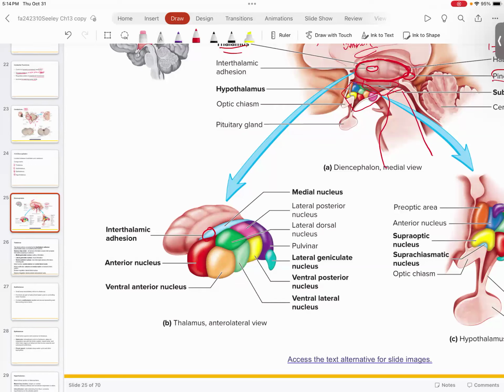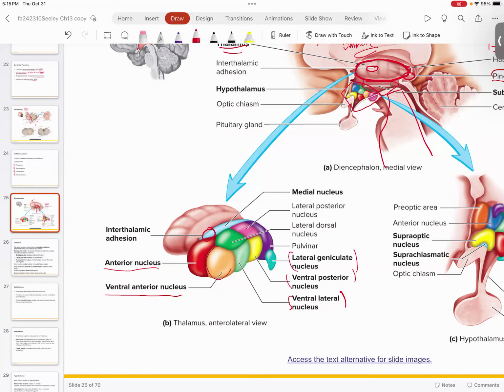And within the thalamus, you'll see these color coded structures. These are the different nuclei that you're going to find in the thalamus itself, right? For instance, you'll find what's called the anterior nucleus, the ventral anterior nucleus. A lot of these are named after their position. You'll see the ventral lateral, the ventral posterior, the lateral geniculate. I always get that one. I always want to say genticulate.